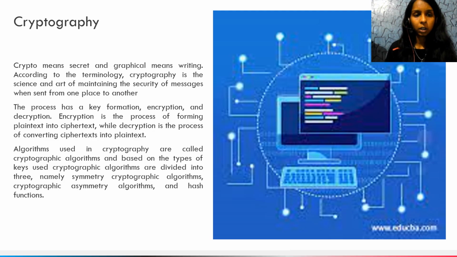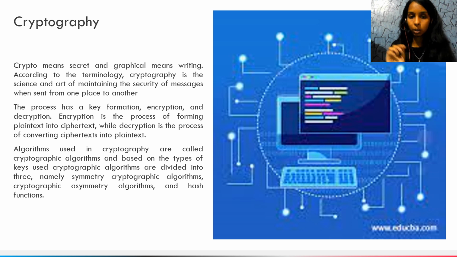So what is cryptography? From the word cryptography, the word crypto means secret and graphy means writing. According to the terminology, cryptography is the science and art of maintaining secret messages when sent from one place to another. During this process, we will have key formation, encryption and decryption. Encryption is the process of converting the plain text into ciphertext, while decryption is converting the ciphertext back into the plain text.